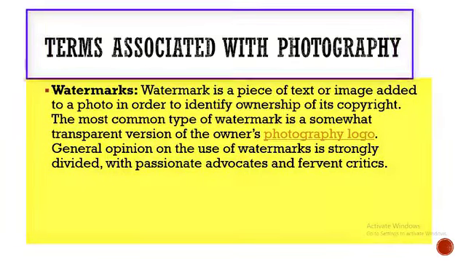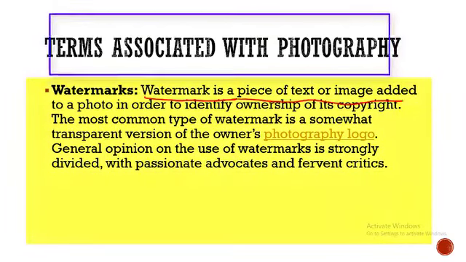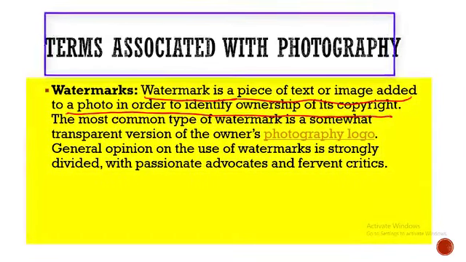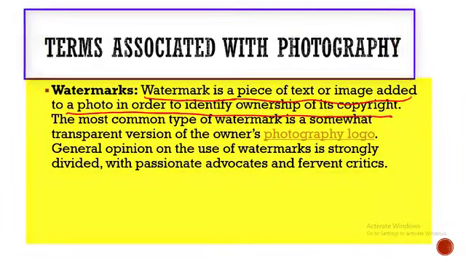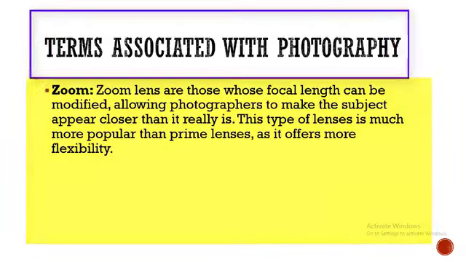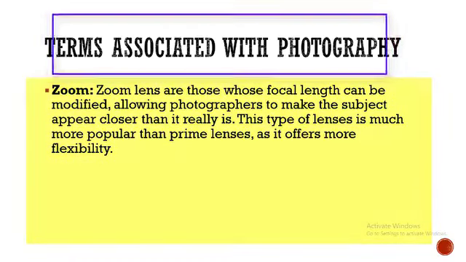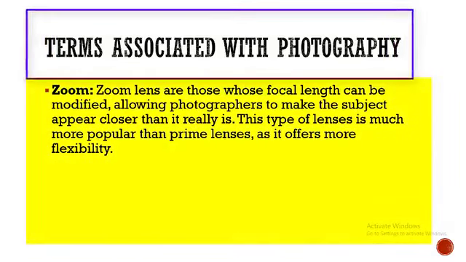So then we have watermarks. A watermark is a piece of text or image added to a photo in order to identify ownership of its copyright. Remember we talked about copyright. So we don't remove people's watermarks, except you are granted permission. And lastly, we have zoom. Zoom lenses are those whose focal length can be modified, so photographers make subjects appear closer than they really are. Today we also have prime lenses and the like.